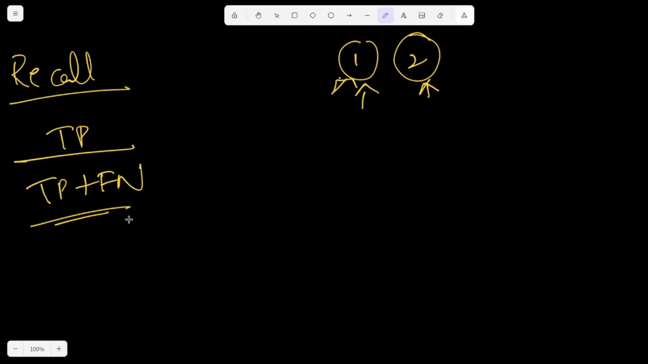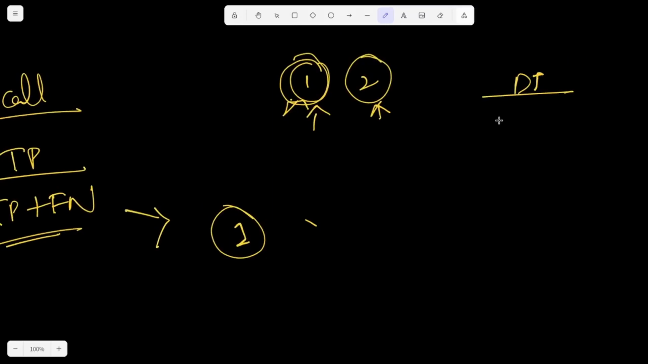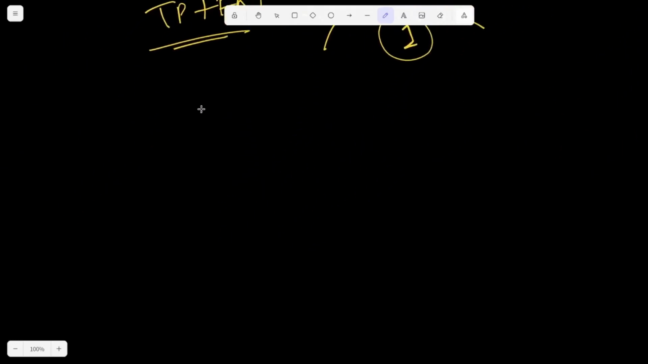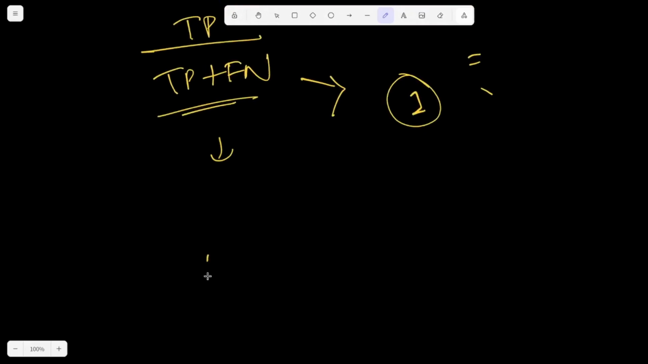And when we say true positive plus false negative, what we're getting is the total number of samples that belong to class 1. So in this way, the denominator is accounting for the total number of samples that belong to class 1. So let's say you have a data set here with 10 samples and 15 samples. 10 samples belong to class 1 and 15 samples belong to class 2. The denominator here would account to 10, right? I'm so sorry, this is messy, so I'll just go down. So the denominator here will account to 10 samples.